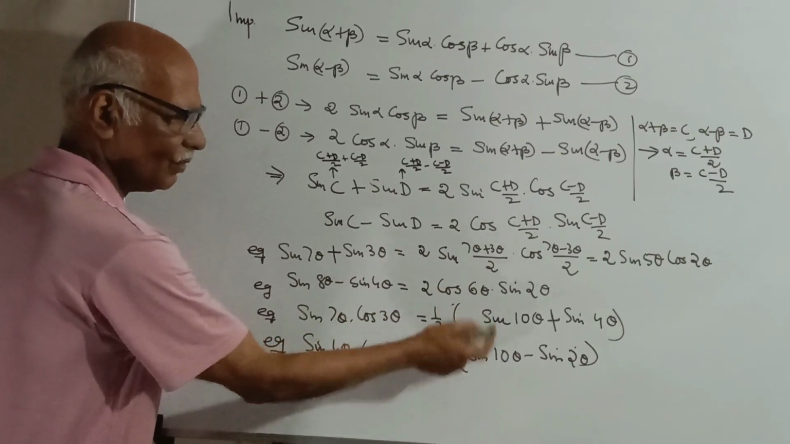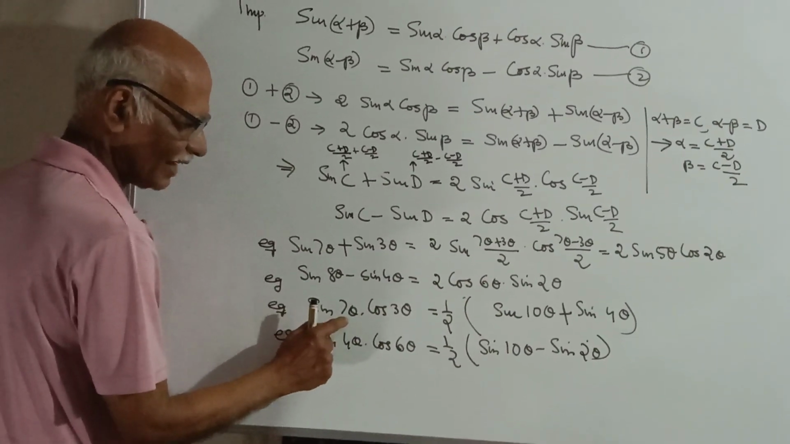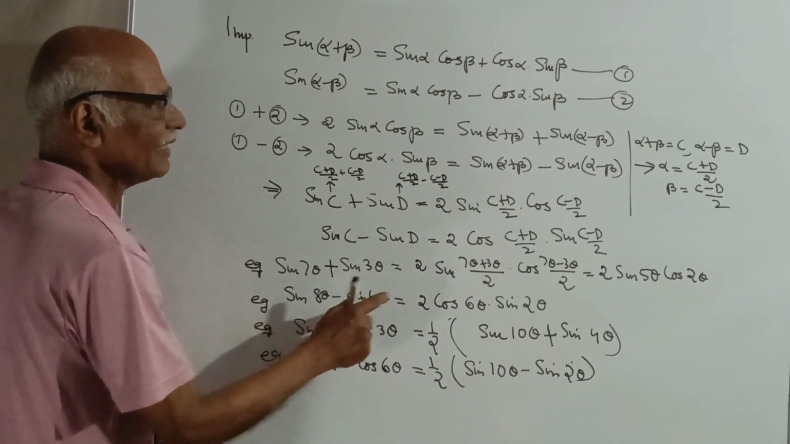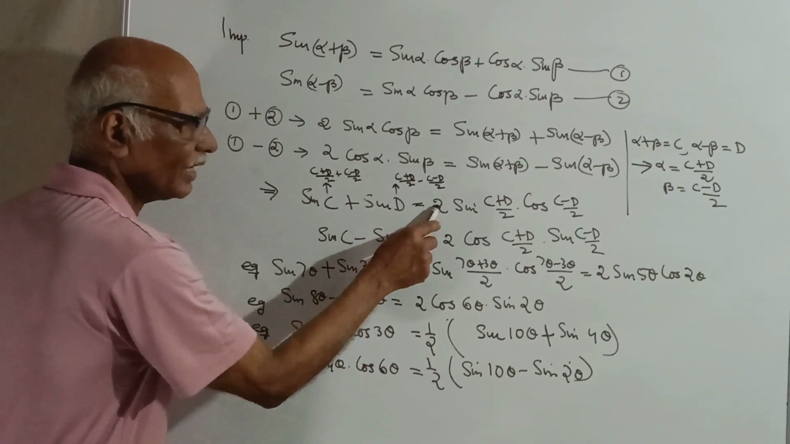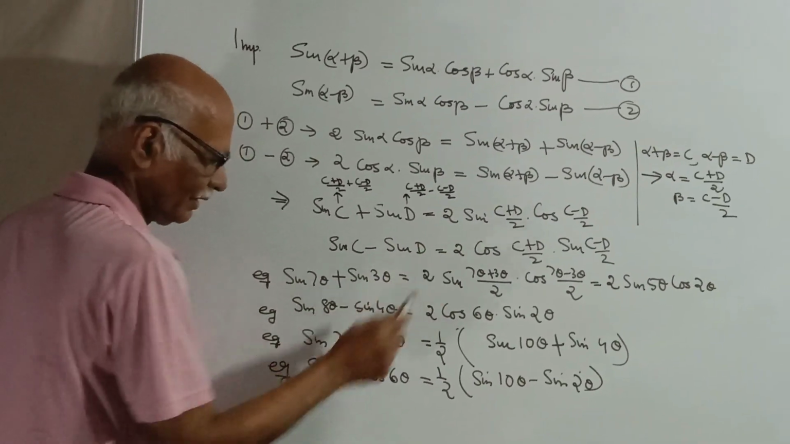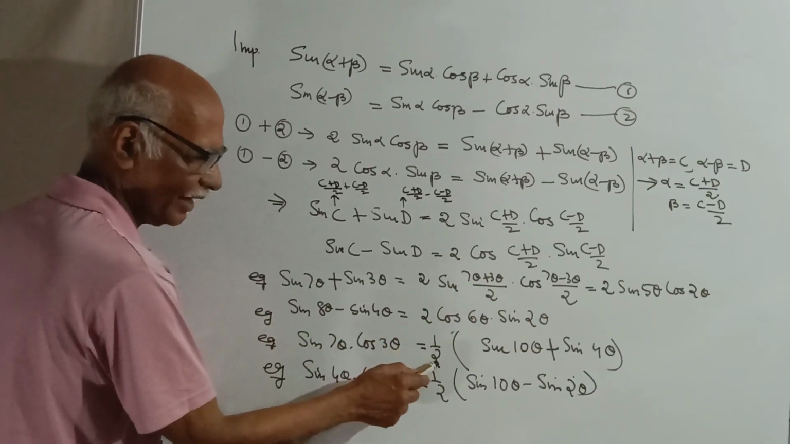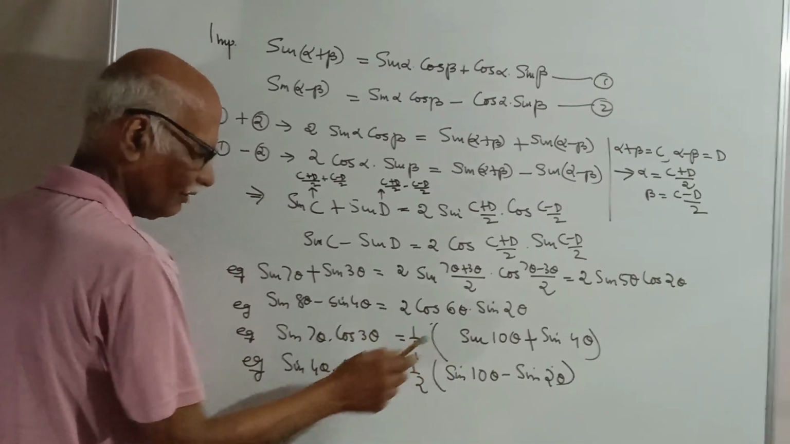Now the reverse. Product comes as sum or difference. Now if you take sin 7 theta cos 3 theta, you know that product always contains 2. 2 sin cos, 2 cos sin. So that 2 is not here. So it goes to the other side. So you get 1 by 2 of.